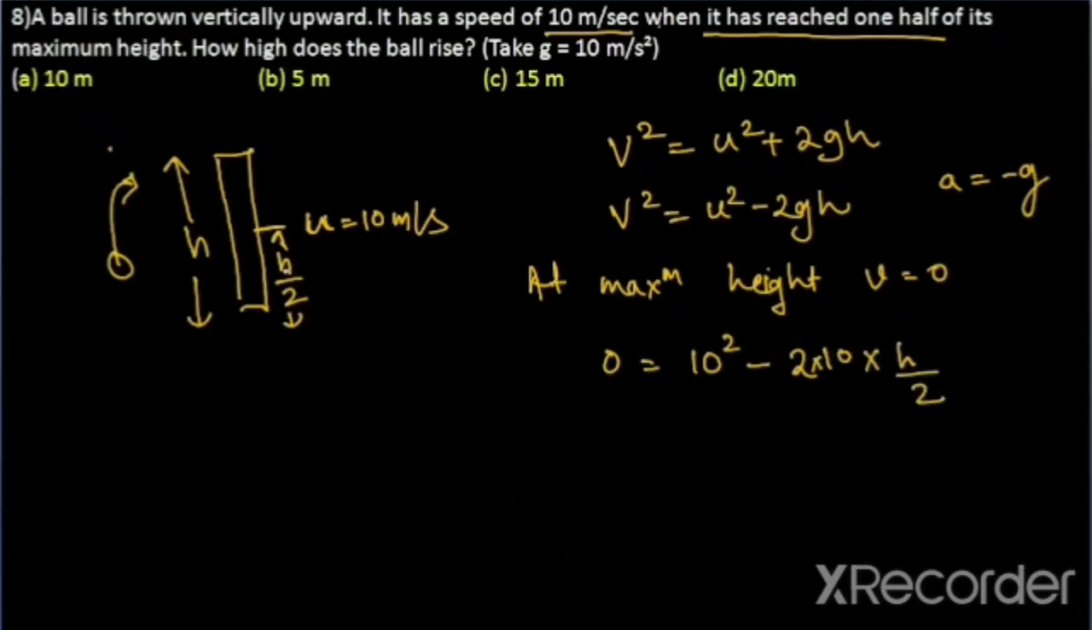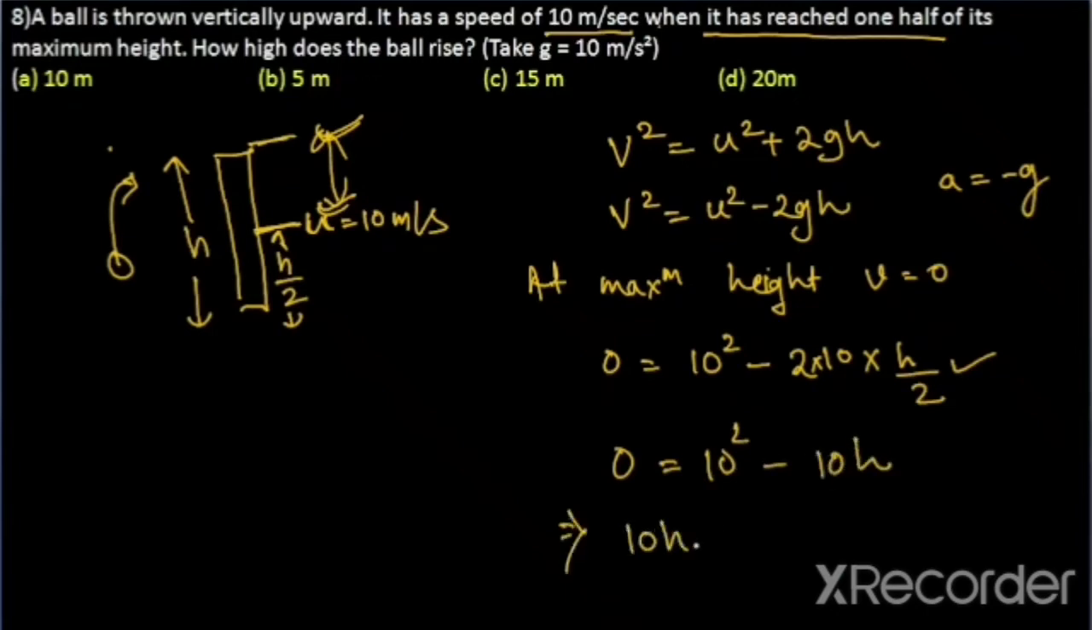Why h by 2? Because we are applying this equation to calculate the distance covered from this position to the maximum height position, when the ball moves upward from half height to the final position. In that case, the distance covered is h by 2. So 0 is equal to 10 square minus 10h. That implies 10h is equal to 100, h is equal to 10 meter.